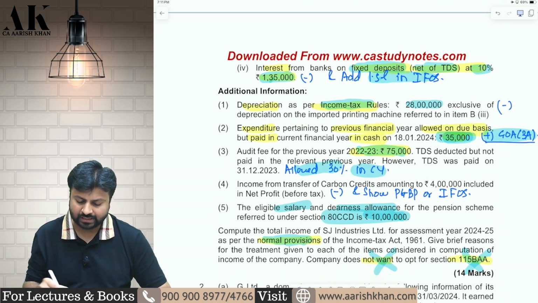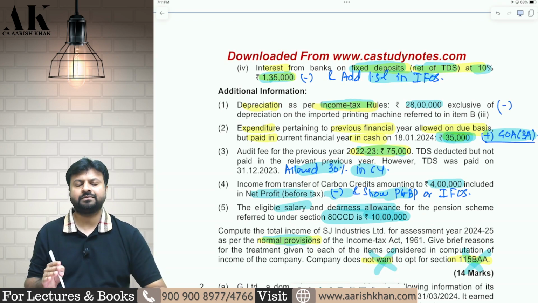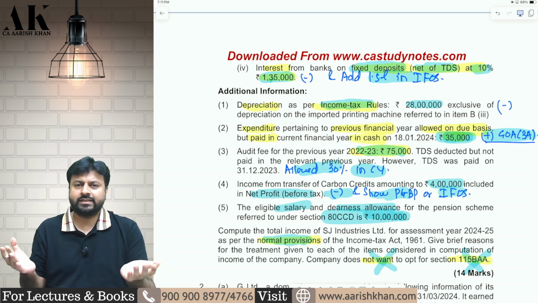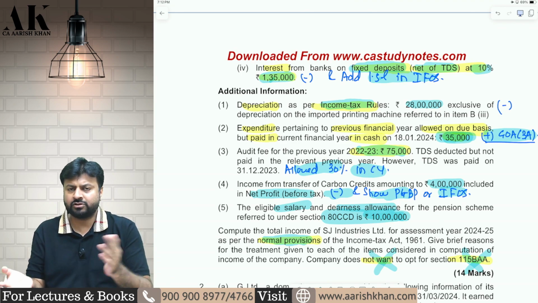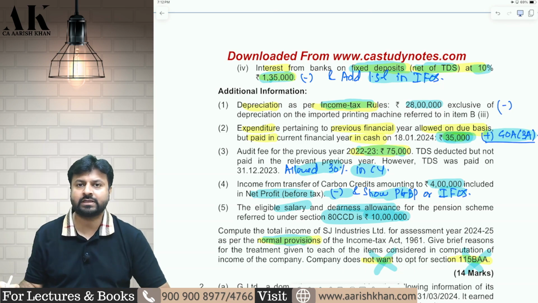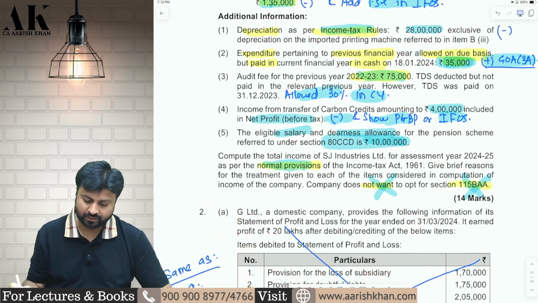And last but not least, income from carbon credit of 4 lakh rupees included in the net profit. So reduce from PGBP and show separately under PGBP or IFOS as the case may be. The institute has said that you can take under PGBP also, you can take under IFOS also, but you won't get the deduction of expenditure which you have disallowed earlier. Okay, that's it. This is what this question is all about.